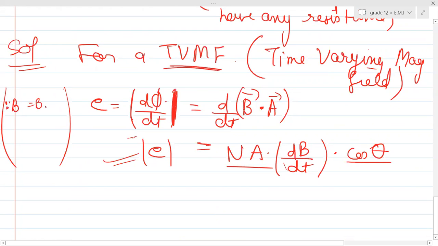Since B is equal to B naught into T, therefore dB by dt will be nothing but B naught. Is this clear? Yes, sir. Okay, now start. Now this was the concept, and the question is in front of you.